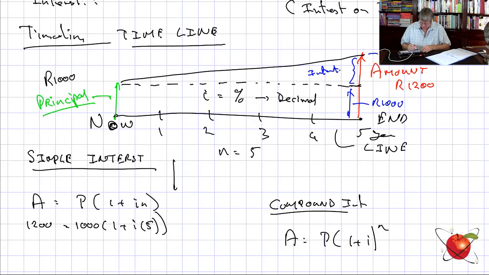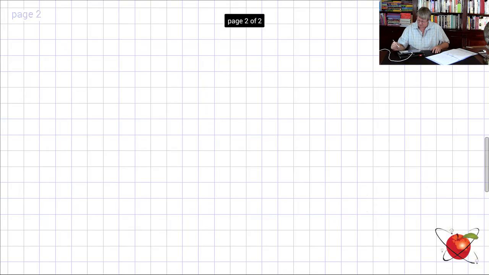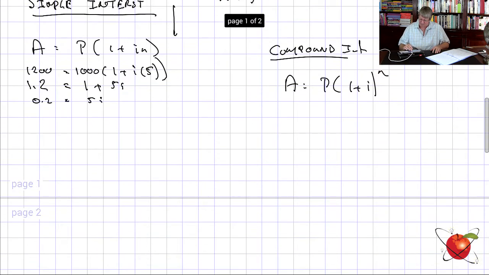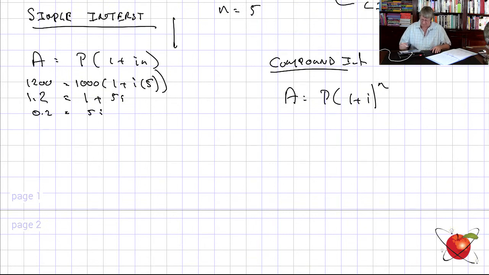What do I do here? I first of all divide by the 1,000, don't I? So that becomes 1.2 is going to be 1 plus 5i. Therefore, I now take the 1 over to the other side. 0.2 equals 5i, and I've got to add a page over here. All right, and there we go to page 2. Can you see? Let's just scroll back up.